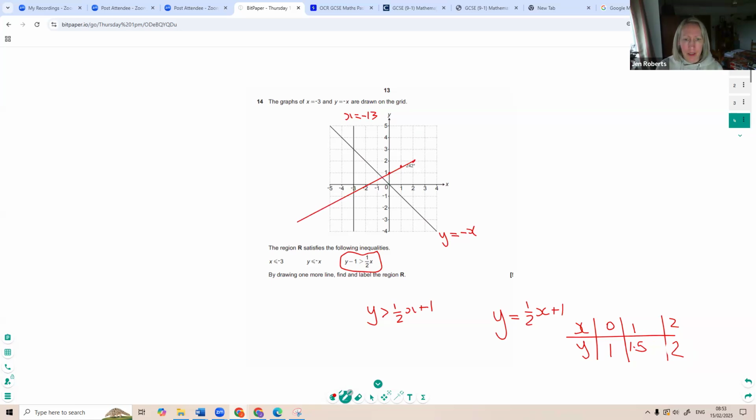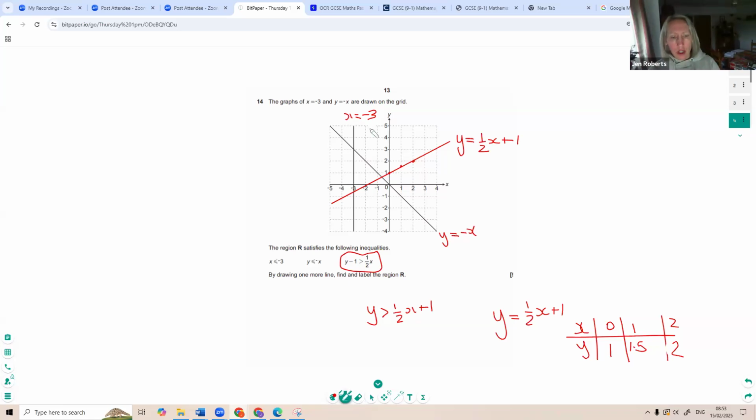Right, so here's my line, y equals half x plus 1. I was just looking at that. I don't know why it said minus 30, minus 3. Okay, so people do this different ways.